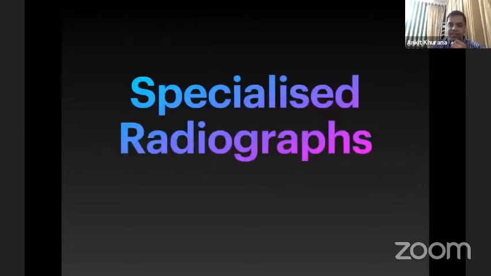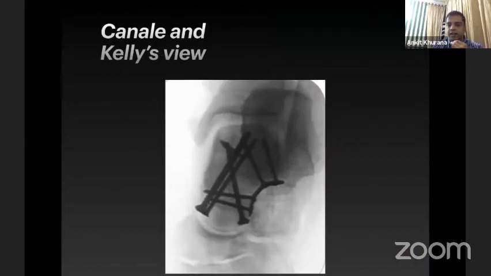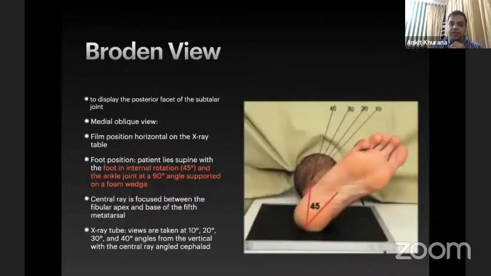Similarly, there are certain specialized radiographs of the foot and ankle. The Canale view is done for assessing the talus neck, which is done with the foot positioned in plantar flexion and pronated 15 degrees. And this helps in assessing the entire talar neck, and it is a very important tool to assess intraoperatively when one is using the C-arm to see how the talar neck looks, how the reduction is, and how much the fracture is displaced. A midfoot projection X-ray is again done with the beam projected perpendicular to the midfoot.